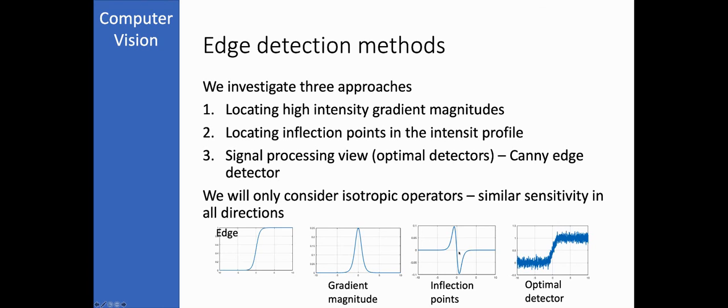And the last one is the signal processing view, so creating an optimal detector for edges. In the first two, we described this profile, which is quite ideal. There is no noise here. In reality, we actually observe a profile like this, and we want to be able to extract edges even in the presence of such high noise.